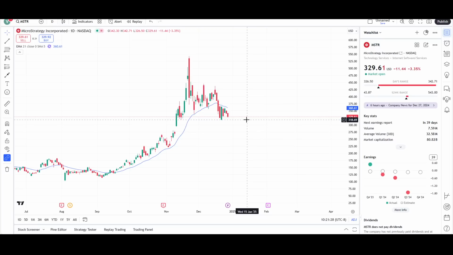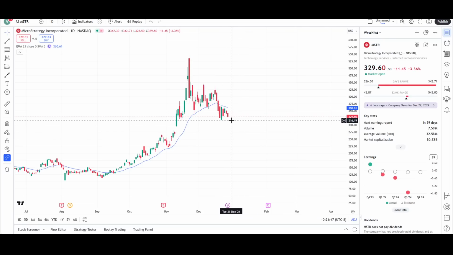Not 100% of the time. So that's why you have to look at MicroStrategy isolated, because it's not going to correlate 100% of the time. But in most cases, if MicroStrategy is dropping, what do you think Bitcoin is doing? If MicroStrategy is going up, what do you think Bitcoin is doing? So it's pretty correlated, but not 100% of the time.